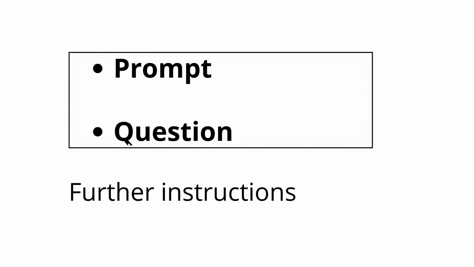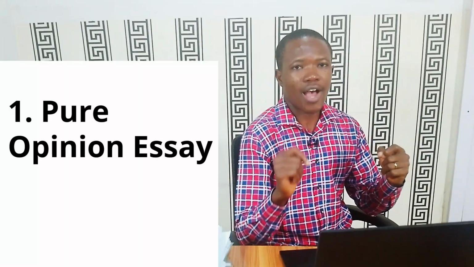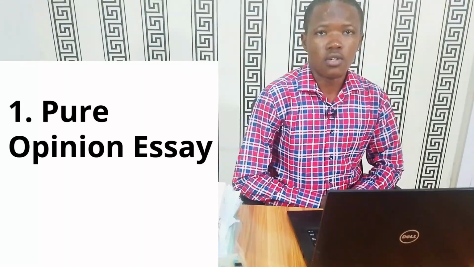Then below the box, you're going to have further instructions regarding the reasons, the fact that you should give reasons for your answer as well as examples, and then also an instruction on the word limit. Alright, now bear in mind that the question itself is what differentiates one type of essay from another type of essay. So you have to look out for the question. The question will tell you whether it's a pure opinion essay, or a discussion and opinion essay, and so on and so forth. Now, the first type of essay that we have is a pure opinion essay.